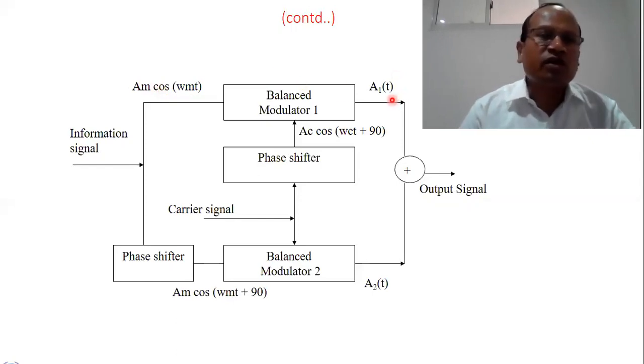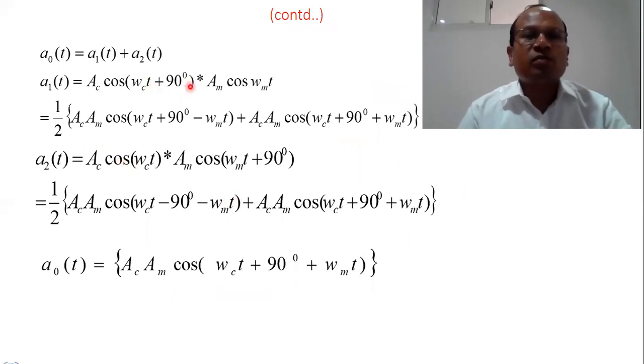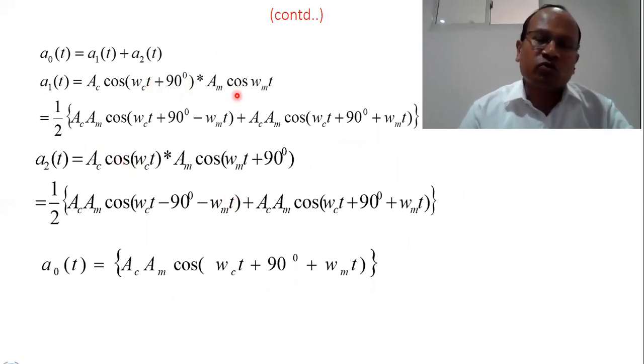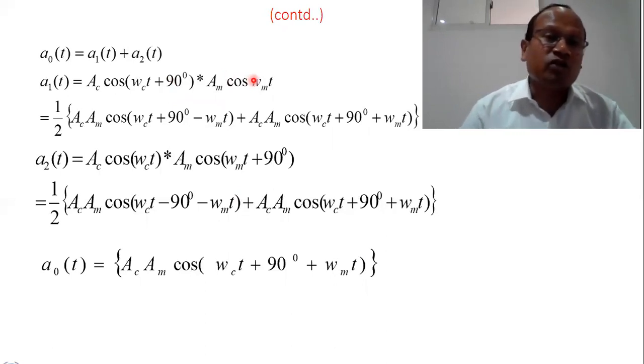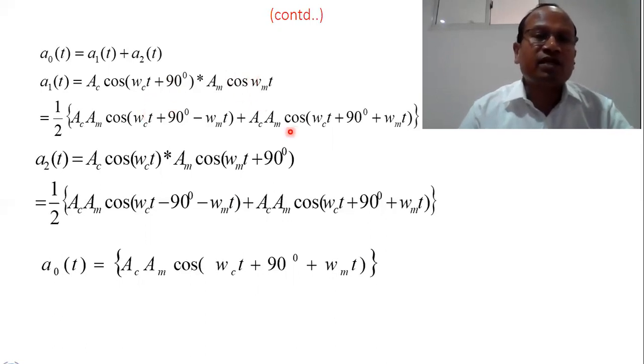How does the balance modulator work? Ac cos(omega ct plus 90 degrees) is to be modulated by Am cos omega mt. Similarly, Am cos(omega mt plus 90 degrees) will modulate the original carrier. So Ac cosine(omega ct plus 90 degrees) is modulated by Am cos omega mt, that is the original message signal. And if we calculate, we'll get this mathematical expression, using the trigonometric identity that cos x into cos y is cos(a plus b) divided by 2 plus cos(a minus b) divided by 2. So when we solve it, we'll get this lengthy expression.